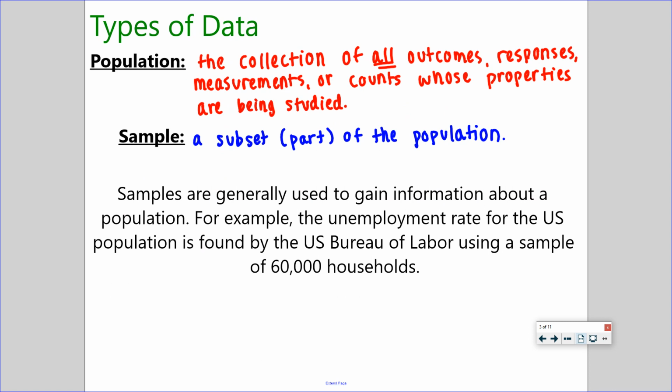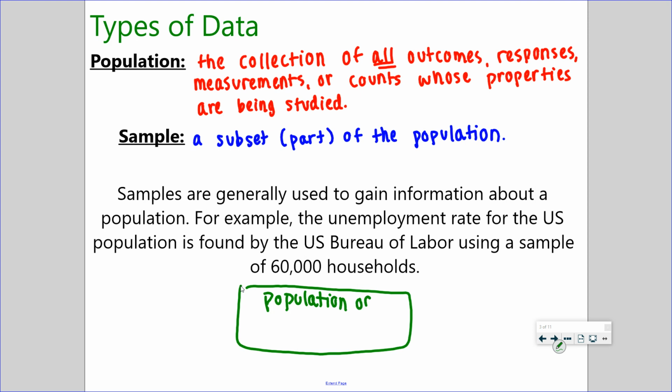For example, the unemployment rate for the U.S. population is found by the U.S. Bureau of Labor using a sample of just 60,000 households. So in this case, if I'm trying to make conclusions or inferences about the U.S. population, that's my whole population. I'm going to do it in a little diagram here. My whole entire population of the U.S. And then just surveying 60,000 households, that's just a little sample of that. Just a little subset of the whole population.